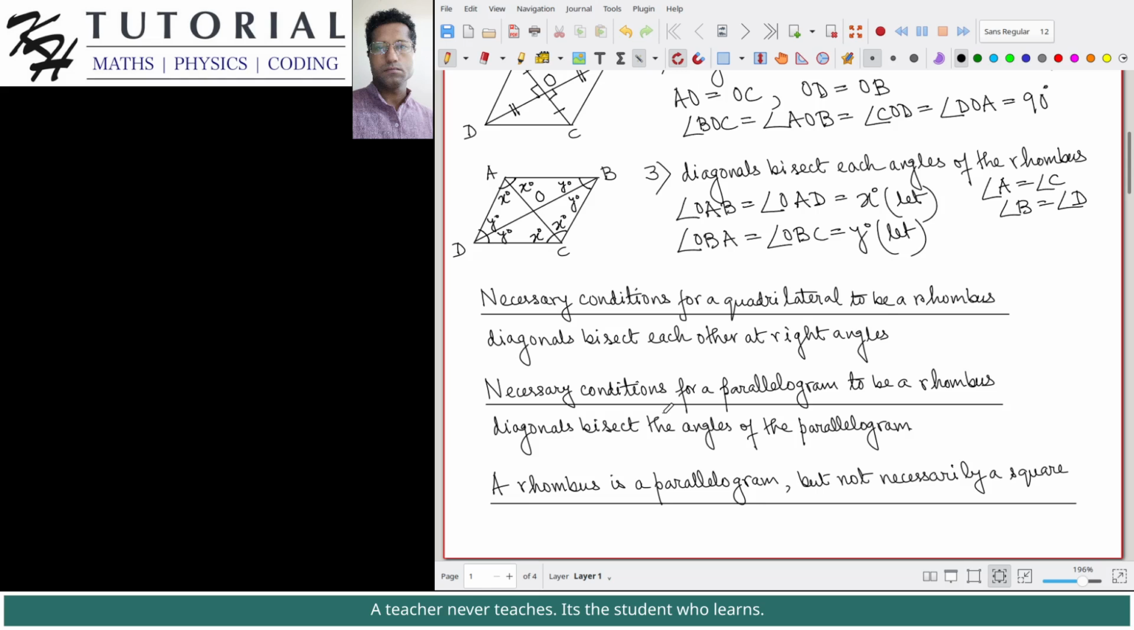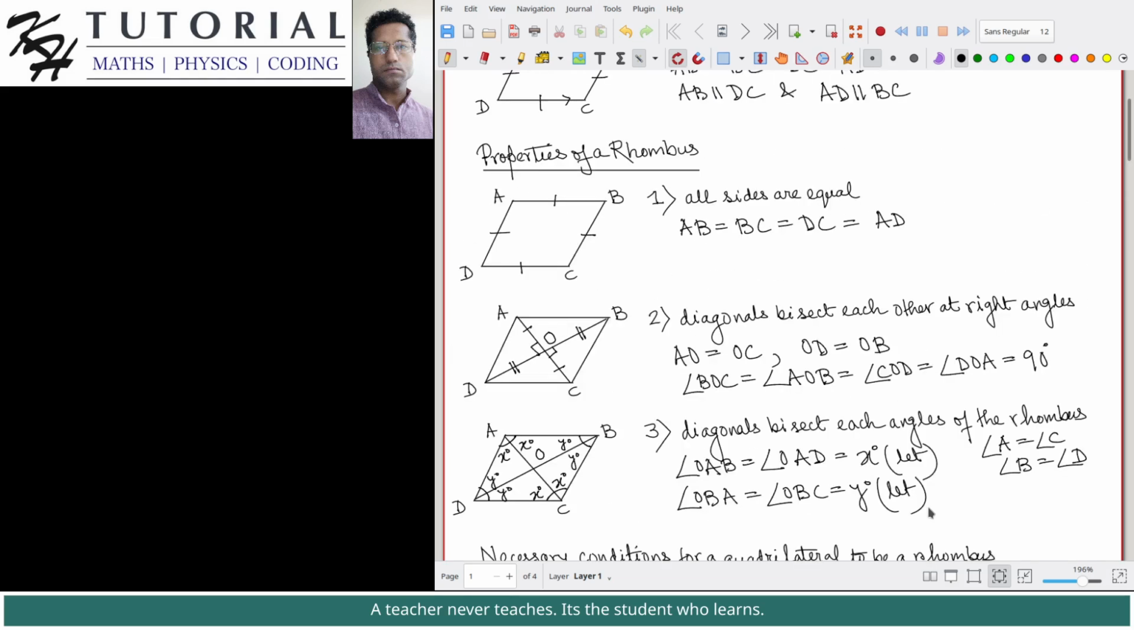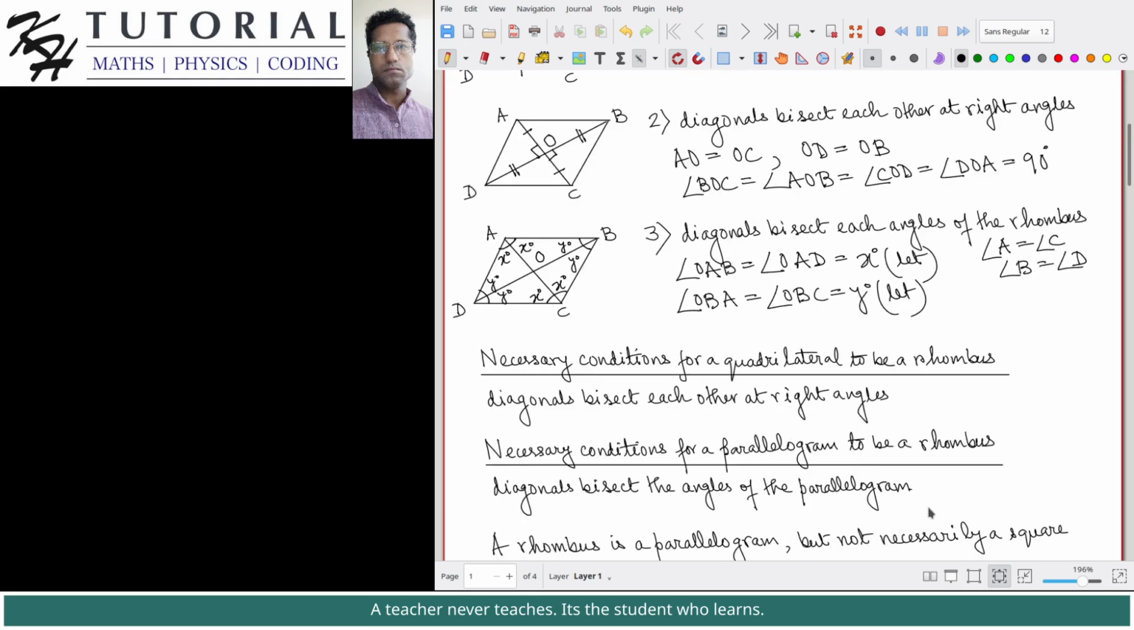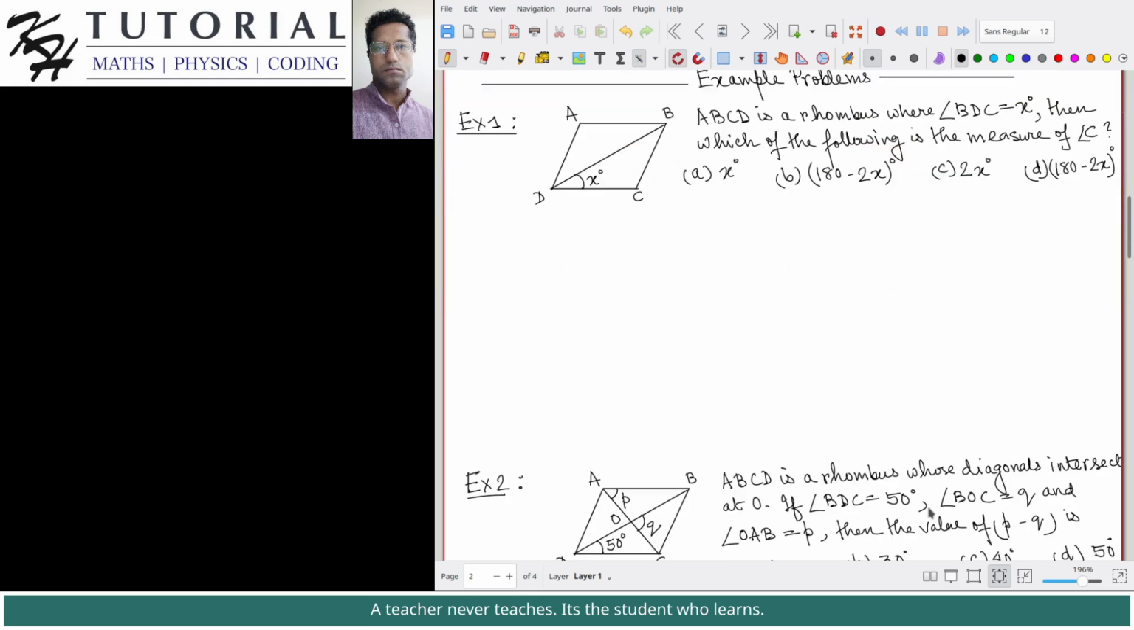Okay, so this was about all the geometrical concepts about a rhombus, its properties, and the necessary conditions for a quadrilateral and a parallelogram to be a rhombus, and its relation with square, rectangle, parallelogram, and quadrilateral. Okay, now let's solve a few problems.